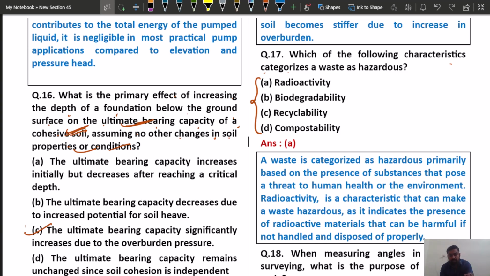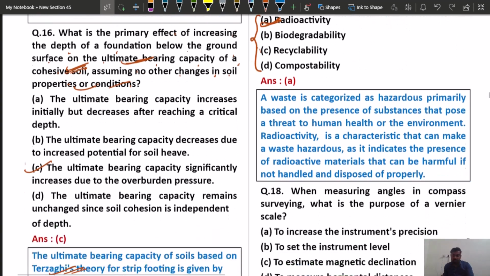So the parameter is radioactivity, so option A is correct. Now proceeding to the next question.